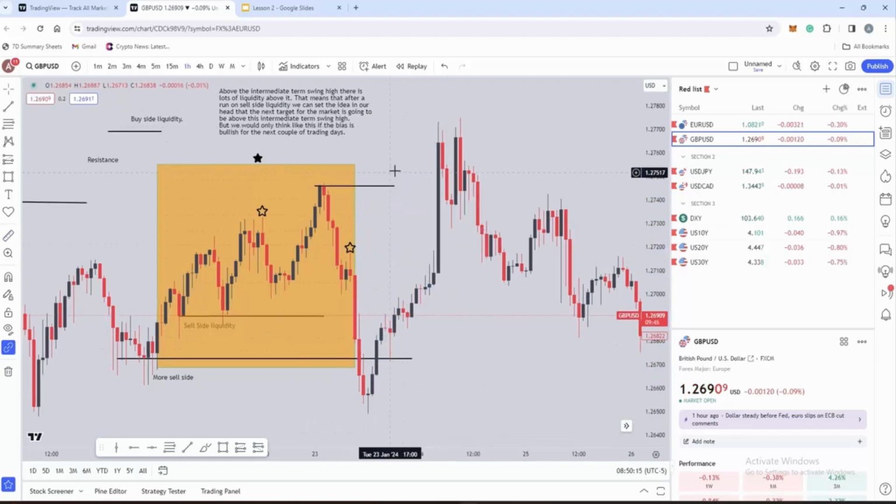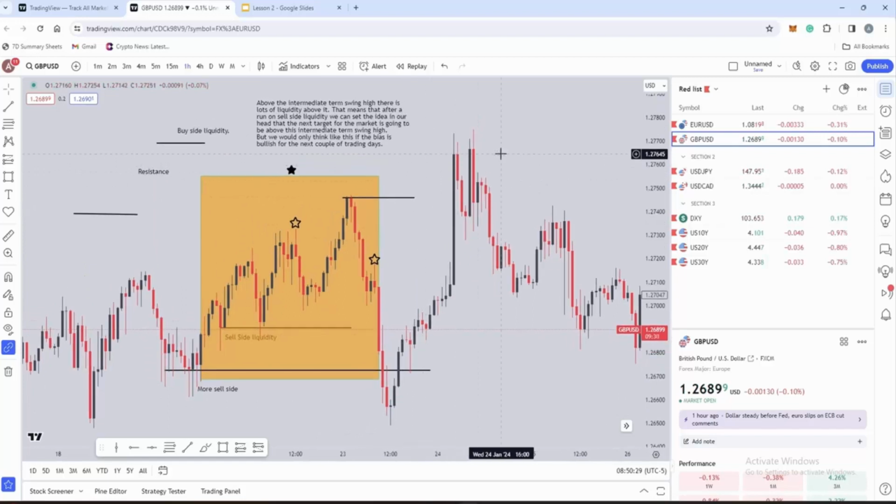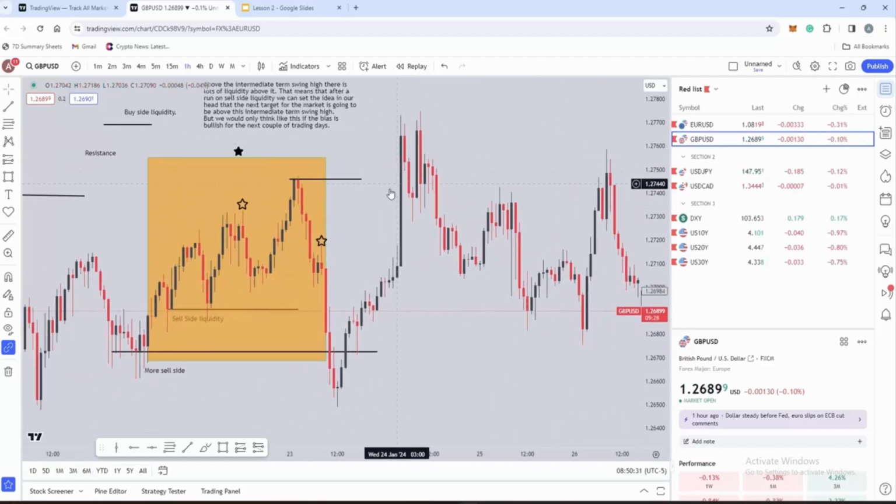So that's what they do. They're taking the money from our accounts, from the stops, and going long. Not only going long, but going the other direction. They set a trap and they manipulate the market before sending price higher. So that's very important to understand.